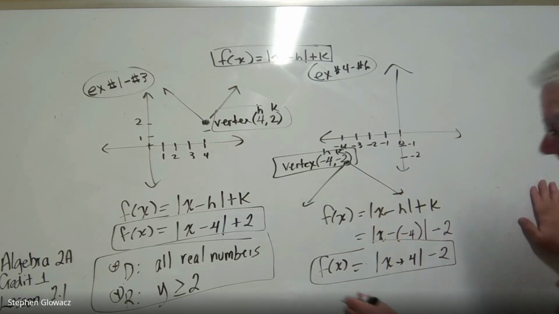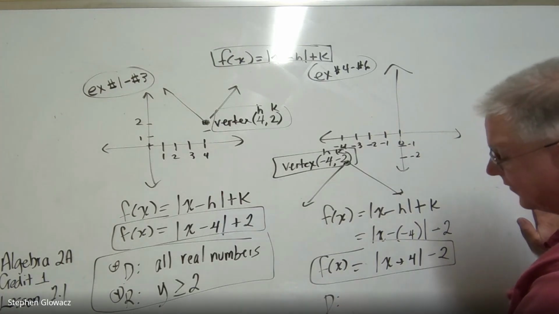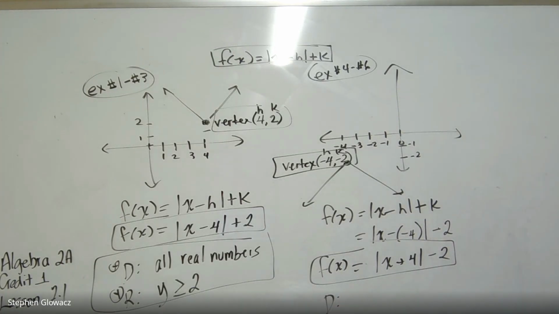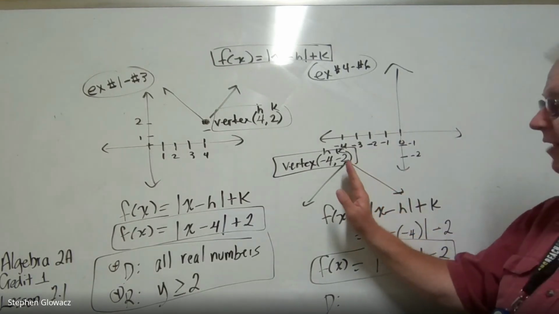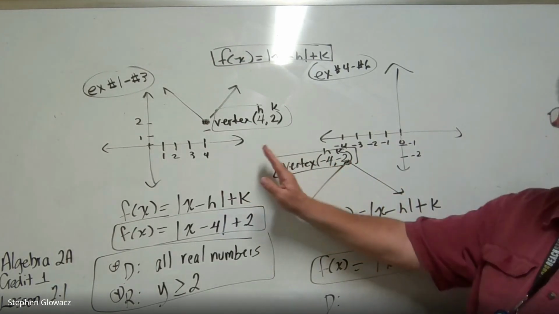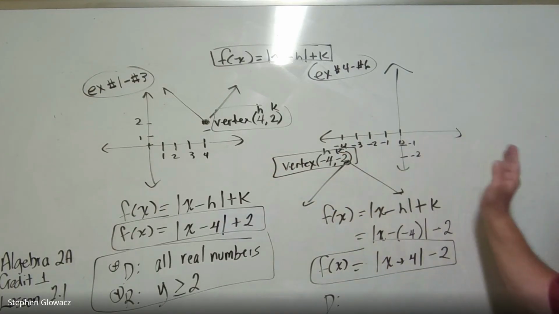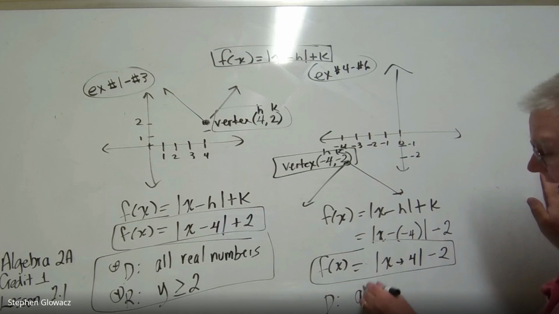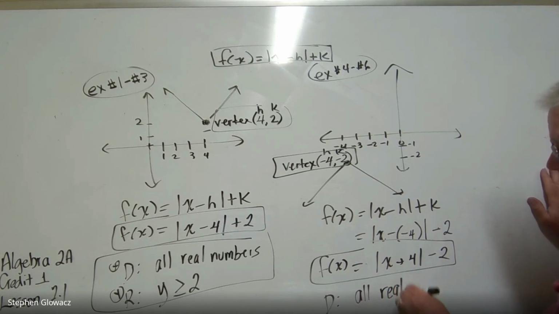Now, lastly, the domain and the range. Remember, we said the domain for any absolute value function is going to be the same. It goes out forever into the negative to the left, and then forever to the right into the positive. So our domain is going to be all real numbers for this and for any absolute value function.